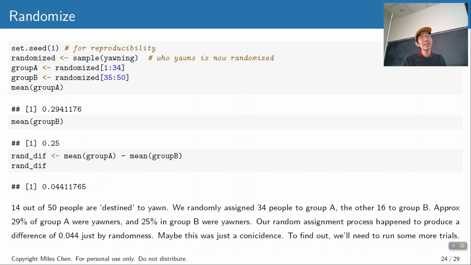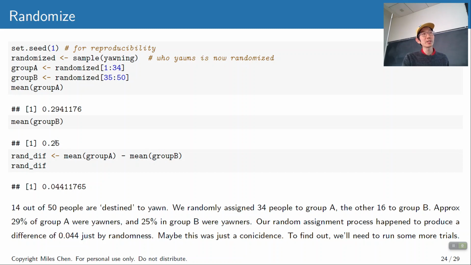It's just that any possible permutation is just as likely. So who ends up in group A is completely a result of randomness, and has nothing to do with treatment or control. Who ends up in group A is random, and who ends up in group B is random. Then I say, okay, if 14 people were destined to yawn, what proportion in group A ended up yawning? We get 29.4%. And what proportion in group B ended up yawning?